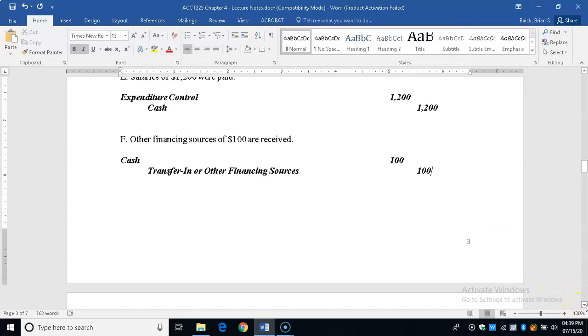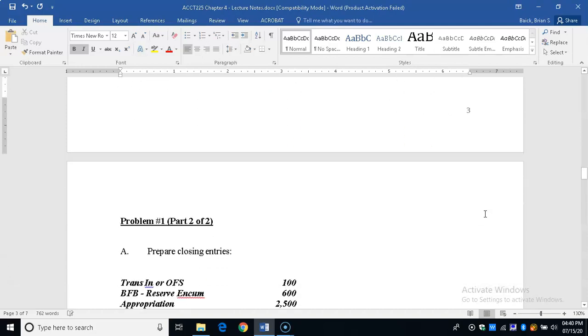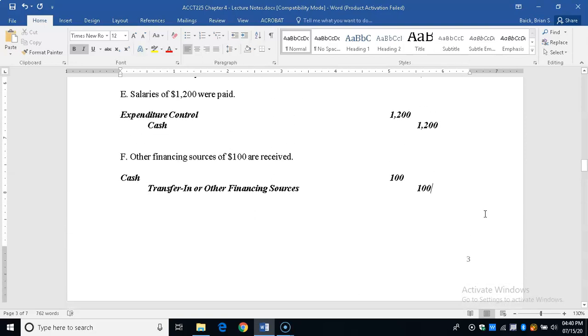Next, it says other financing sources of $100 are received. Other financing source is a budgetary transaction. You get cash, $100, and then you credit. You can use either transfer in or you can say other financing source, $100. Either one is fine. Okay, that's it for the journal entries.